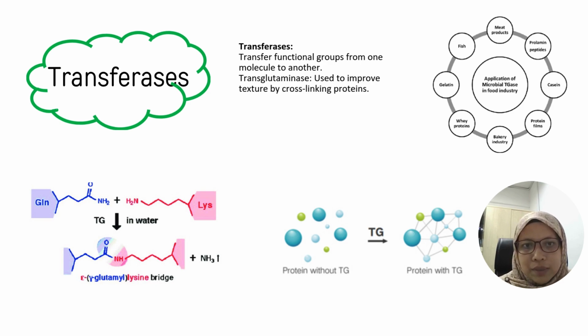So usually transglutaminase biasanya dia relates dengan protein structure untuk nak bagi structure tu lebih stabil and strong. So application of transglutaminase, if they extract this enzyme from microbes, it is widely used in various food applications, contoh dalam gelatin, fish, meat product, whey protein, casein, basically untuk protein base lah dia orang pakai transglutaminase.